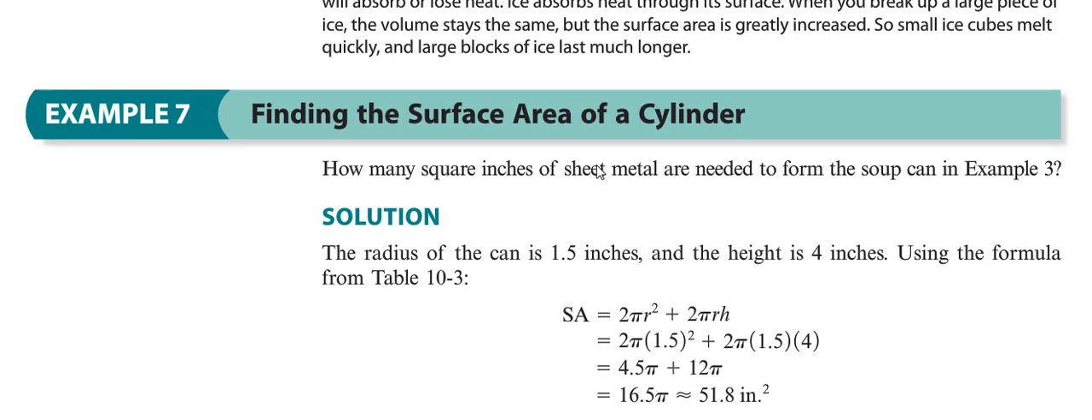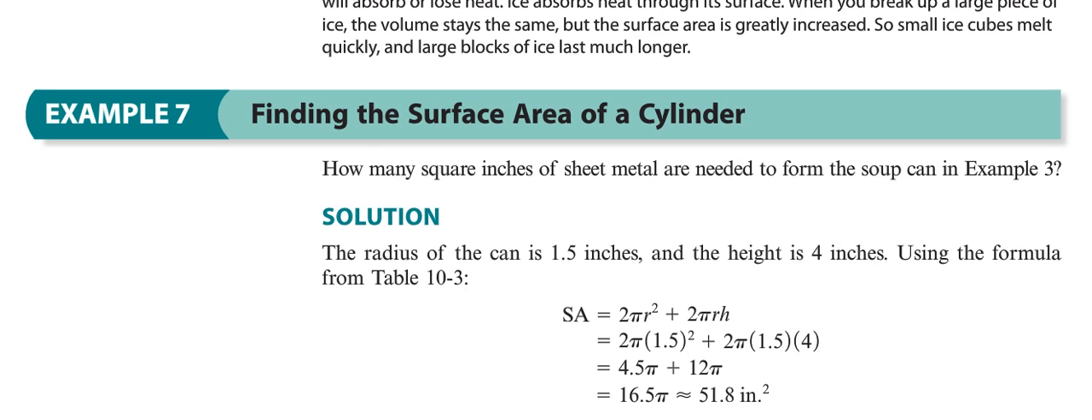So when we're looking for square inches, square corresponds to area, cube corresponds to volume, and just plain units correspond to perimeter. So we know we're looking for the area because it said how many square inches. And since we're talking about a soup can, which is a solid shaped like a cylinder, we need the surface area of that cylinder.